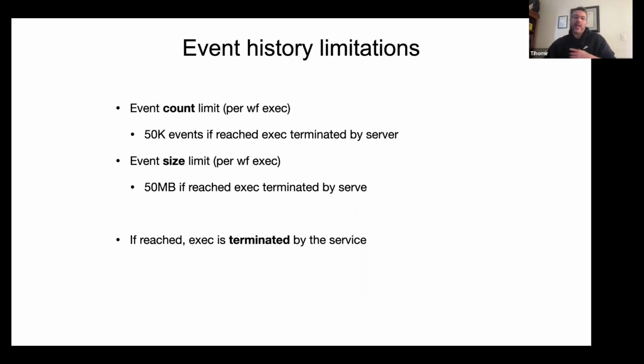Now, event histories have limitations, and we talk about them a lot. One is the event count limit. As we've seen, an event history has an ID field, which is numbers in order, natural numbers. So this is the count, and each event history is per workflow execution, and this event count limit is 50K events. It also has a limitation on size. We said that event histories are persisted in the database, so we can calculate their blob size, and there is also a limit there of 50 megabytes.